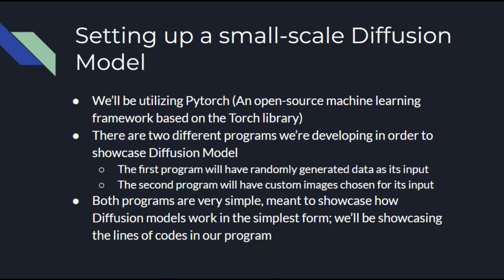Next, we'll also be talking about setting up a small-scale diffusion model. In our project, we'll be utilizing PyTorch, which is an open-source machine learning framework. We will have two different programs to showcase our diffusion model. The first program will have randomly generated data as its inputs, and the second program will have custom images chosen for its inputs. Both programs are very simple, meant to showcase how the diffusion model works in its simplest form. We would also be showcasing the lines of code in our program.